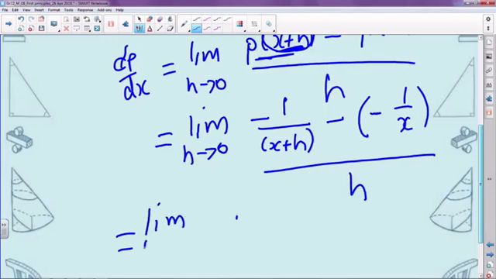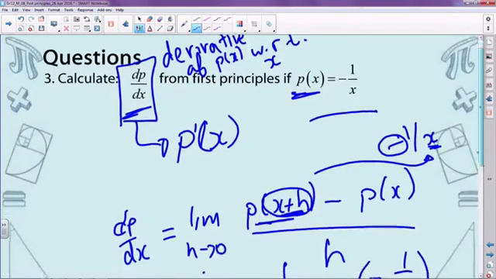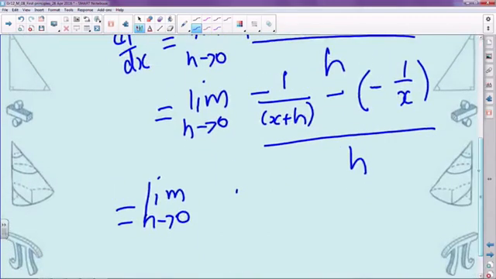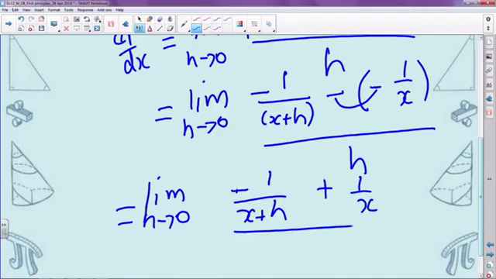Remember I said to you, if you leave out the limit as h tends to naught, you're no longer looking for the gradient at a point, you're looking for the average gradient. So please don't leave out the limit. So we end up with minus 1 over x plus h. Minus times a minus is a plus. Plus 1 over x, all over h.